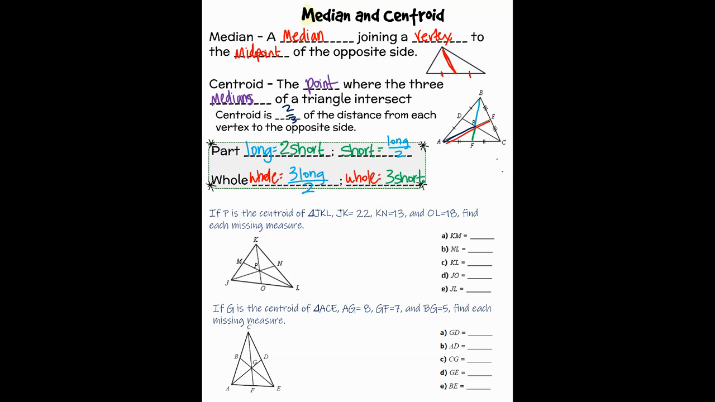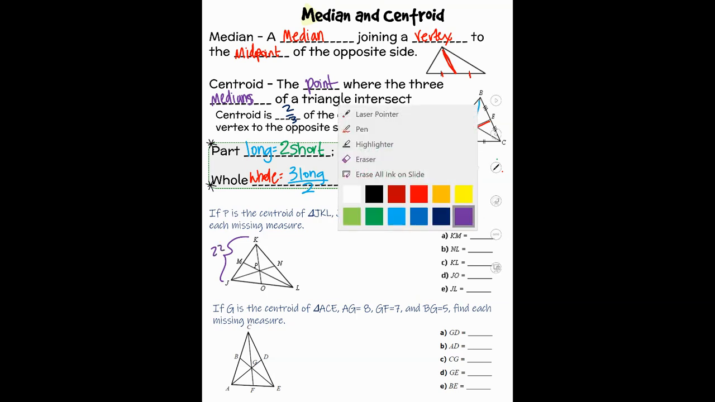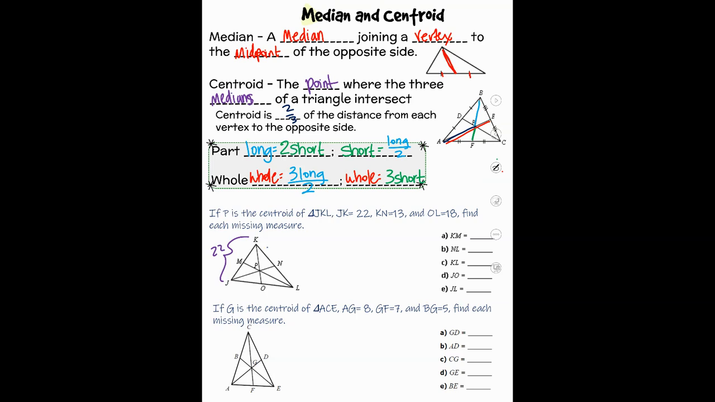So look at this example. If P is the centroid of JKL, and JK is 22, and KN is 13. Where is KN? That's this side right here. And OL is 18. We need to find the measures here. So KM is, okay, this one's actually just talking about the outside pieces and has nothing to do with what we just wrote down.